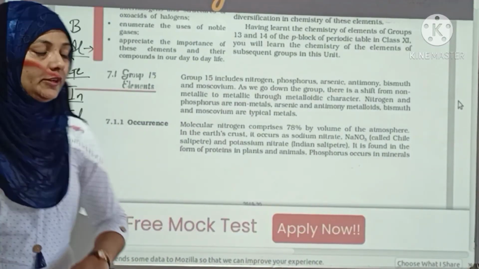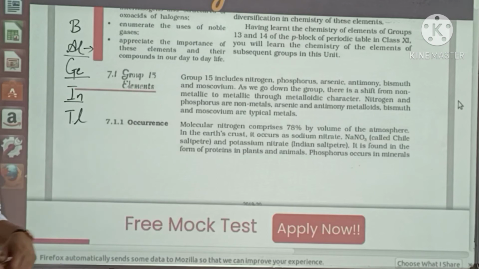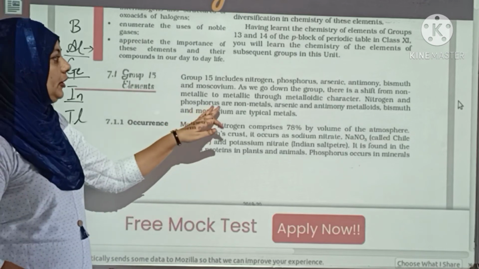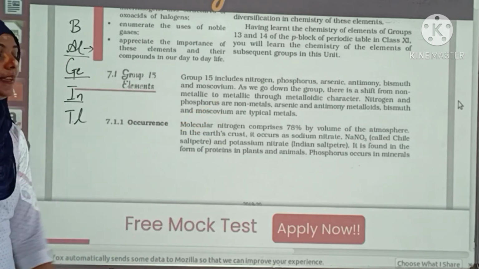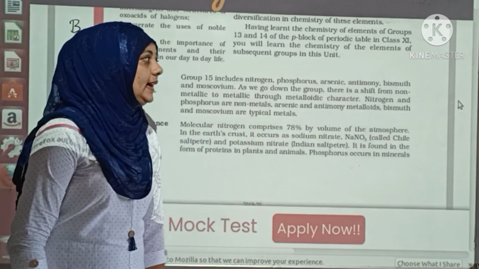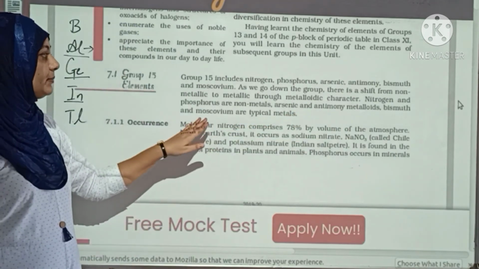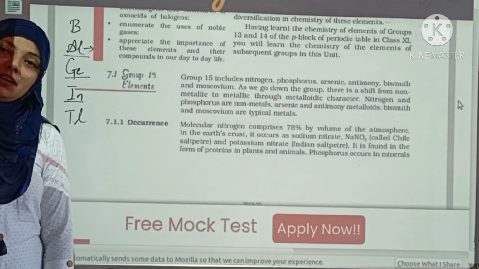So dear students, we were talking about group 15 over here. We say that nitrogen and phosphorus are non-metals, arsenic and antimony are metalloids, and bismuth and moscovium are the typical metals.